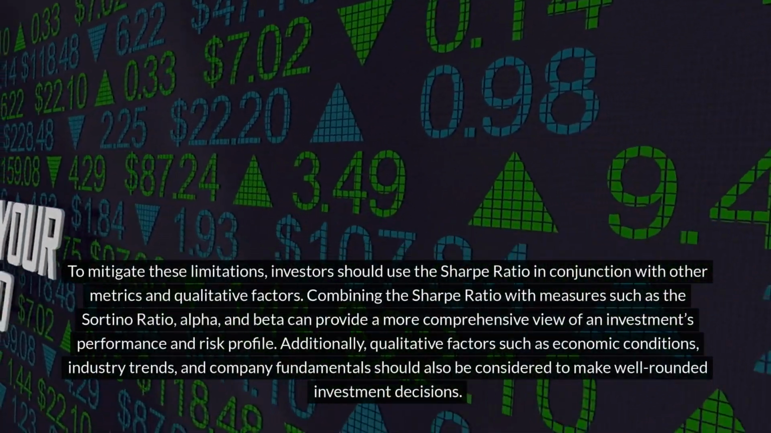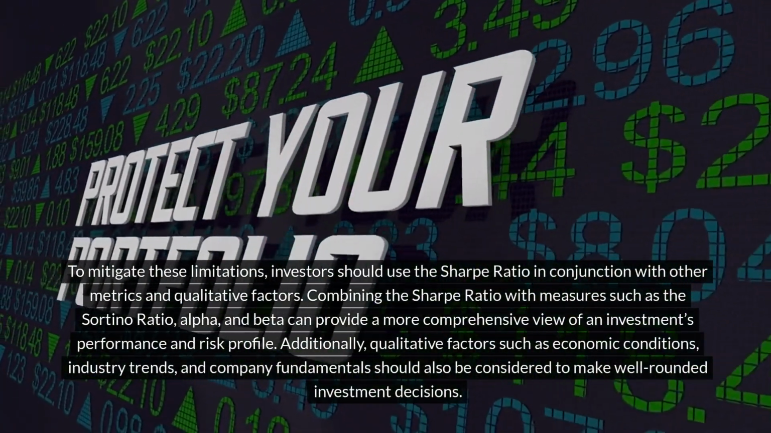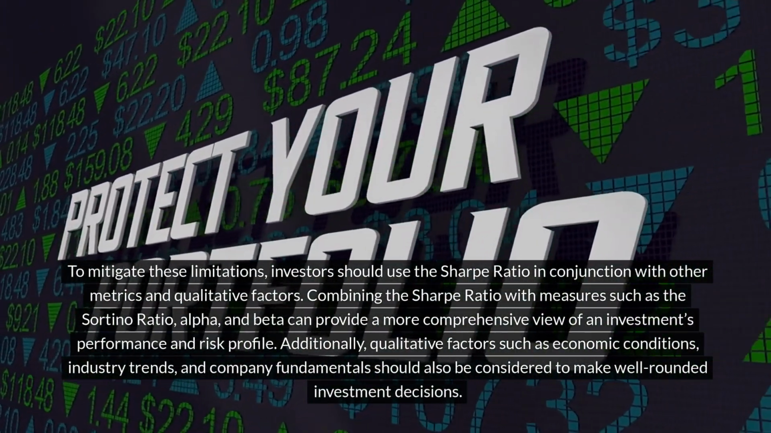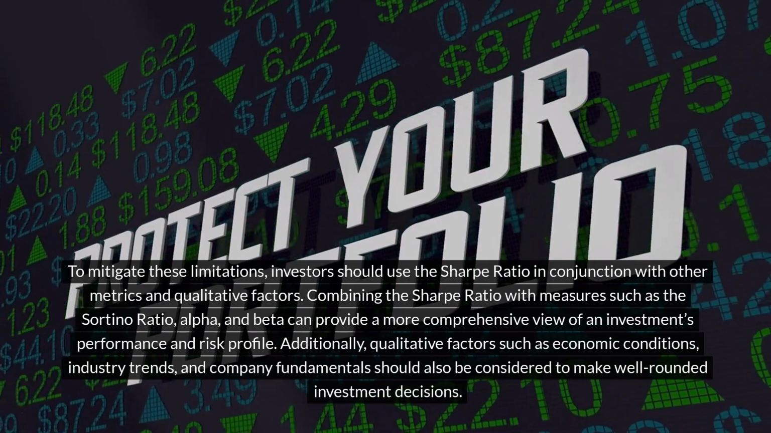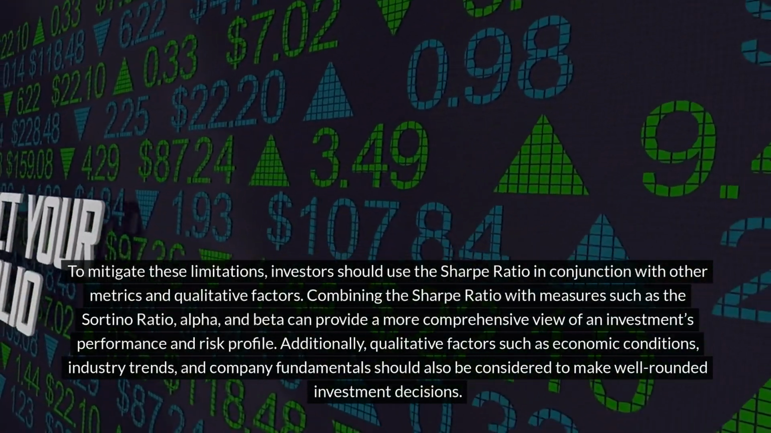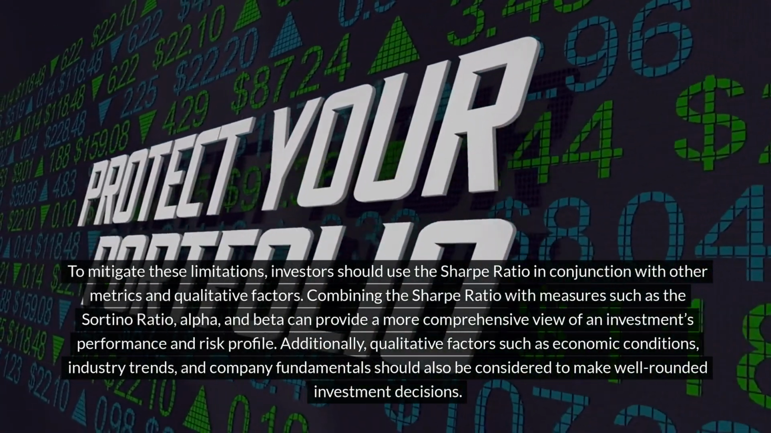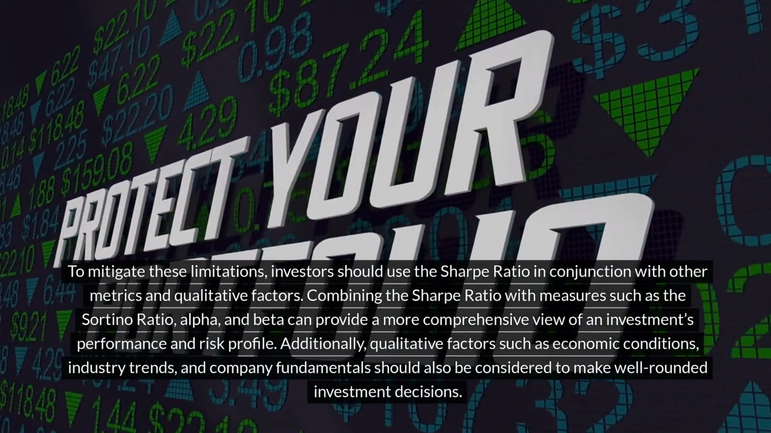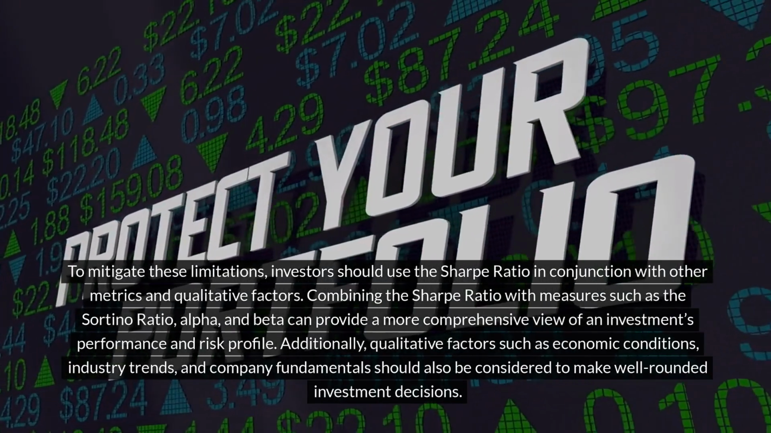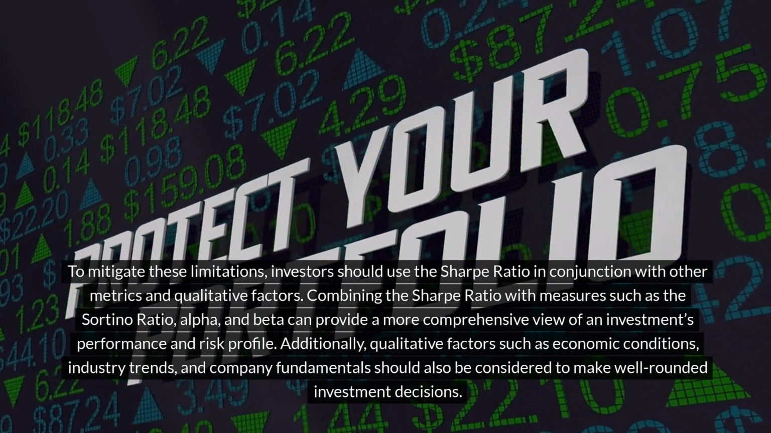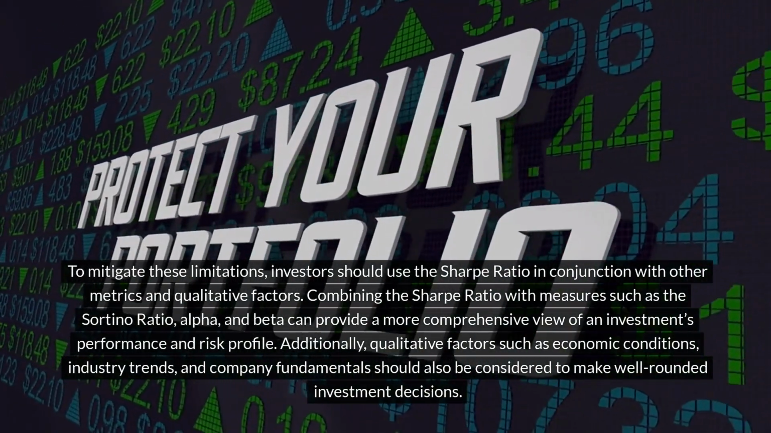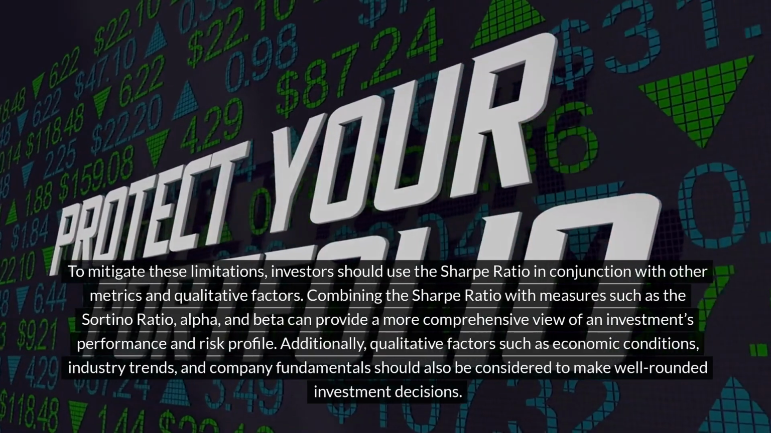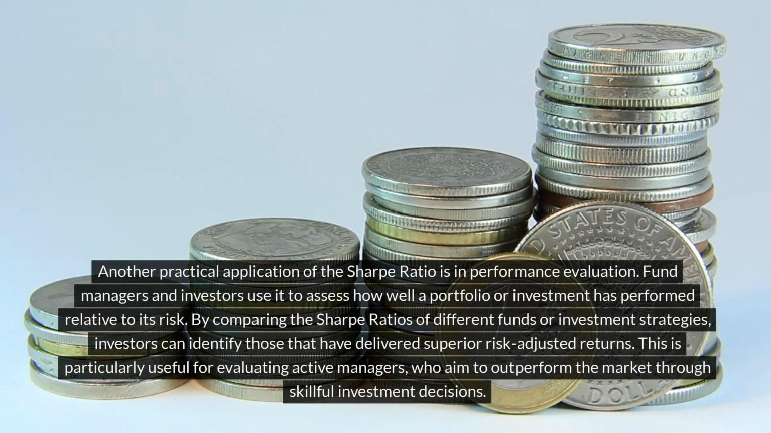To mitigate these limitations, investors should use the Sharpe ratio in conjunction with other metrics and qualitative factors. Combining the Sharpe ratio with measures such as the Sortino ratio, alpha, and beta can provide a more comprehensive view of an investment's performance and risk profile. Additionally, qualitative factors such as economic conditions, industry trends, and company fundamentals should also be considered to make well-rounded investment decisions.